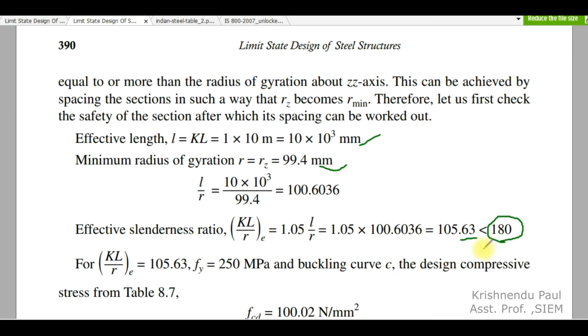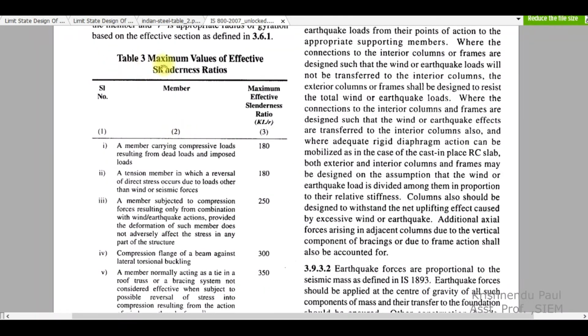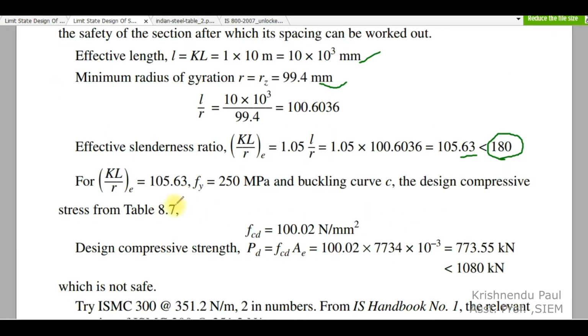It is mentioned here in table number 3. You can see the member carrying compressive load resulting from dead load and imposed load, it is 180. So in our case the slenderness ratio is becoming 105.63. So for this slenderness ratio and this yield stress, you have to find the design compressive stress. You know how you can find this design compressive stress.